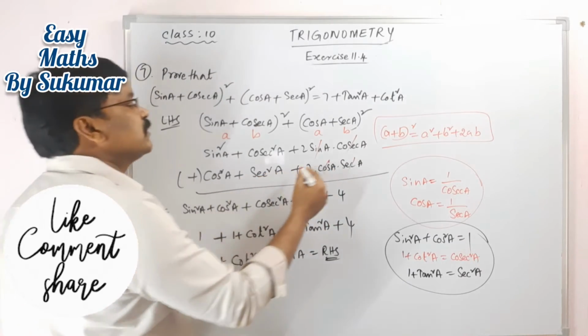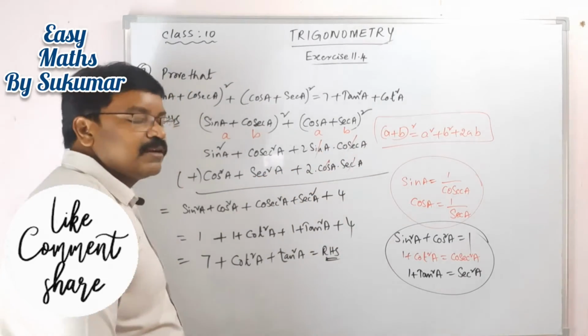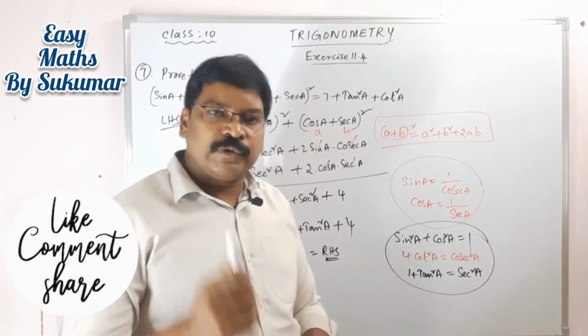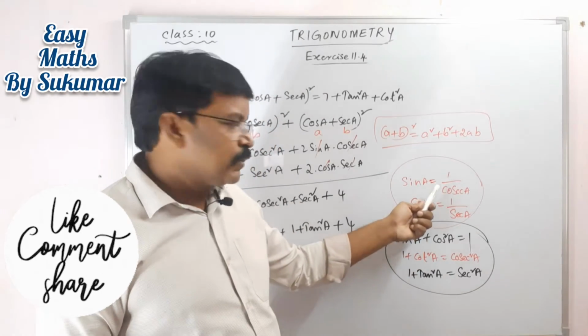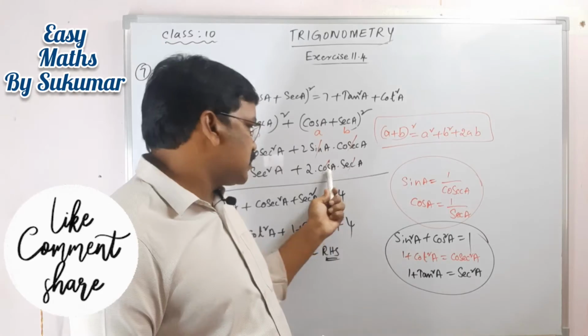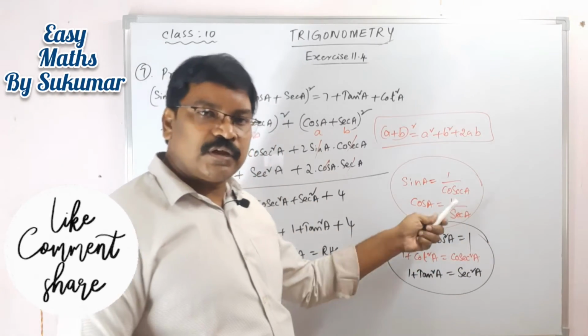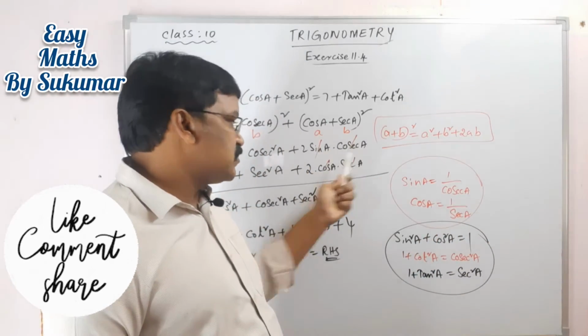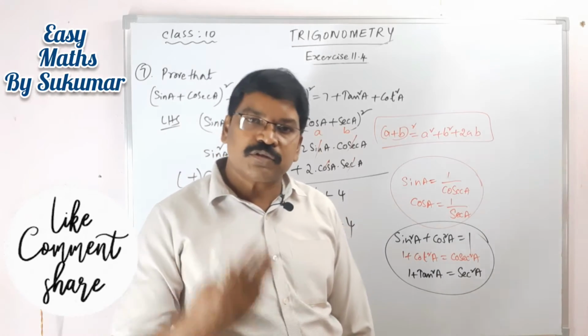Now my dear students, here sin A cosecant A, cos A secant A both get cancelled. But don't forget to write the reason here. Sin A means 1 by cosecant A, cos A means 1 by secant A. So from this reason we can cancel cos and secant, sin and cosecant, right?